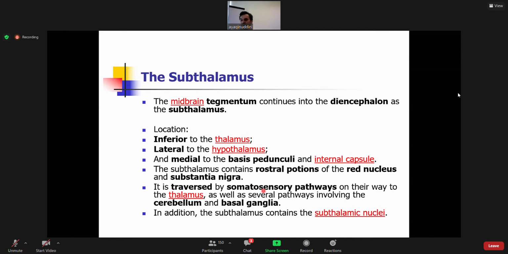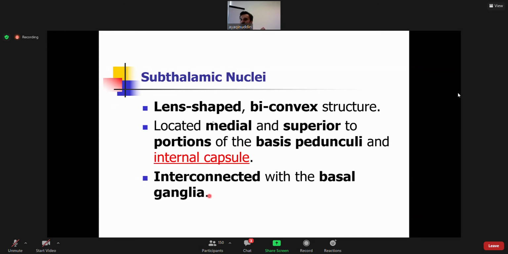The subthalamus contains nuclei, which are called the subthalamic nuclei. These are lens-shaped biconvex structures, which you see within the subthalamus, located medial and superior to the portions of the basal pedunculi and the internal capsule, and they are connected with basal ganglia.